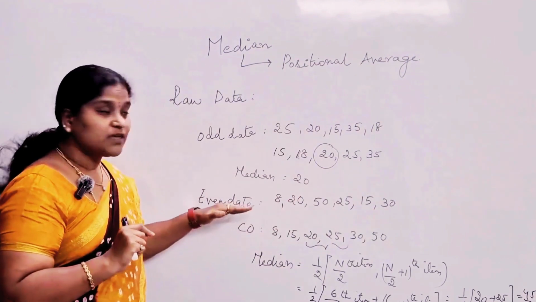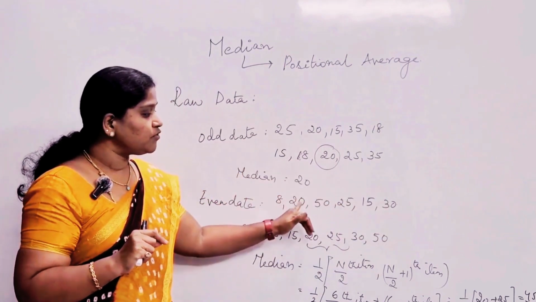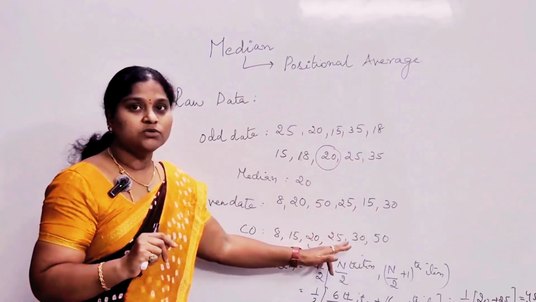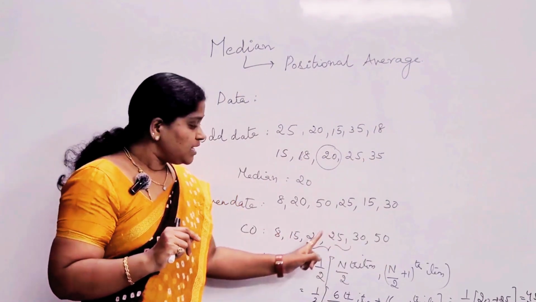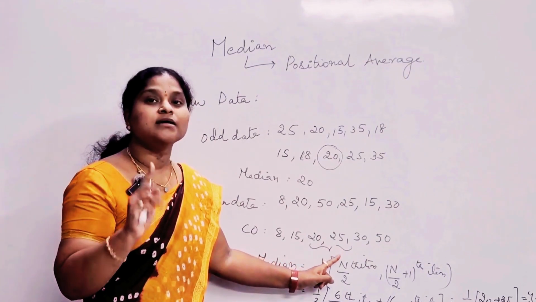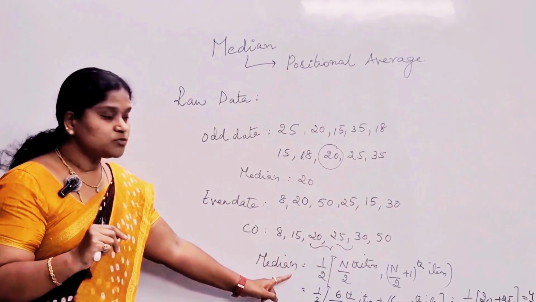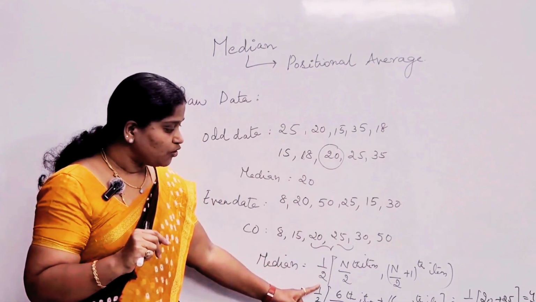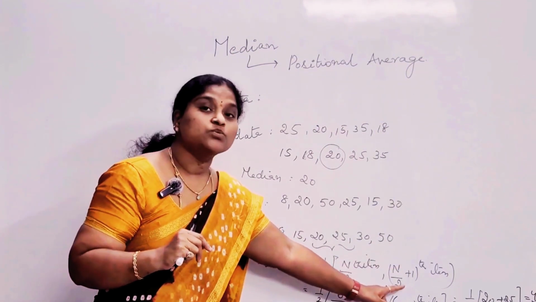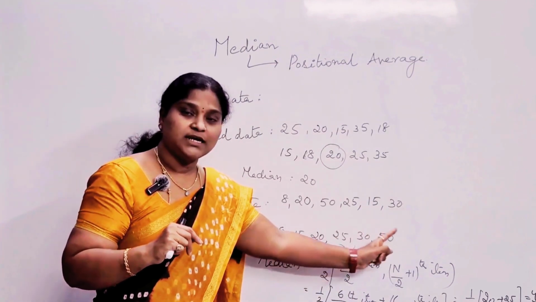Similarly, in terms of even data, suppose we have been given n value as 6. Total number of values is 6 here. We initially arrange all these values in increasing order. Here we have two central values, that is 20 and 25, positioned at 3rd place and 4th place. So the formula to find median will be the average of the n by 2th item and the n by 2 plus 1th item, where n is equal to the number of values in the given data set.